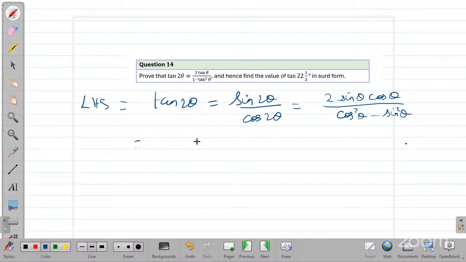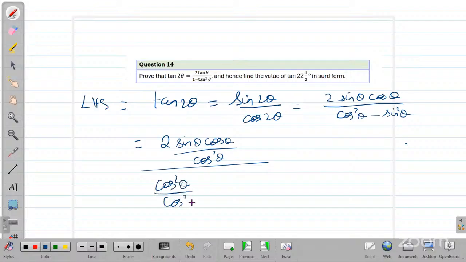Okay. Now here, 2 sin theta cos theta divided by cos square theta. In the numerator I'm dividing by cos square theta. The same thing I'm going to do for the denominator also. So I'll have cos square theta divided by cos square theta minus sin square theta divided by cos square theta. Now just try to simplify this and check whether you're able to get the answer.